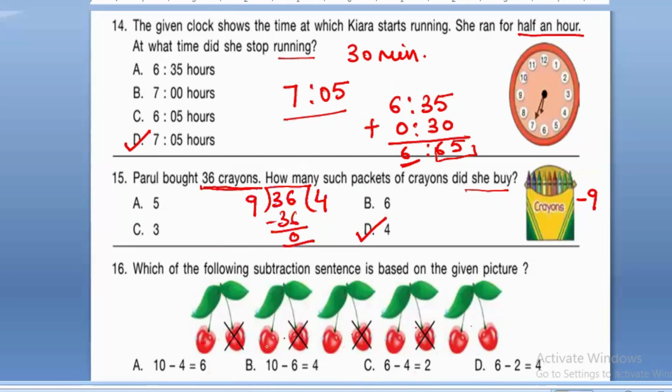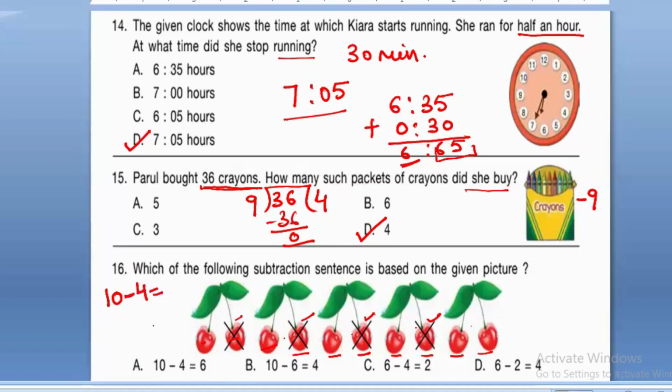1, 2, 3, 4, 5, 6, 7, 8, 9, 10. We have a total of 10 cherries over here. Now, how many cherries are crossed out over here? So 1, 2, 3, 4. So what we are actually doing here is, out of the 10 cherries, we are subtracting 4 cherries.